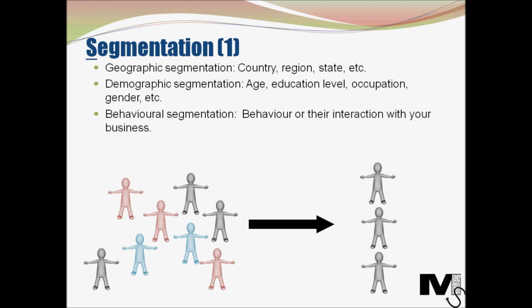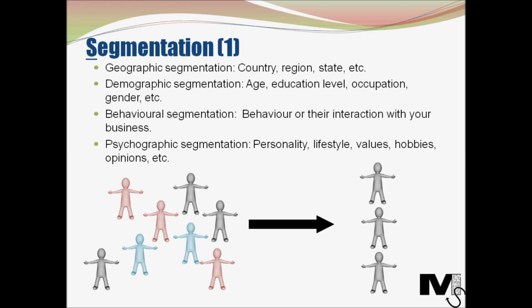Behavioral segmentation. This is dividing your audiences based on their behavior or their interaction with your business. This can include how long people spend on your website, how they buy from you, how often they click on your adverts, etc. Psychographic segmentation. This is dividing the market based on personality, lifestyles, values, hobbies, opinions, etc.